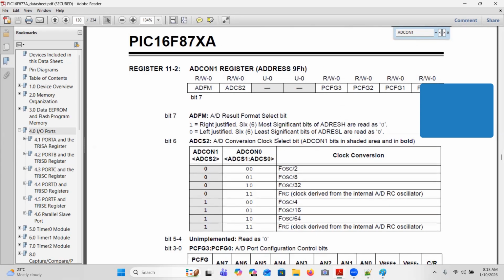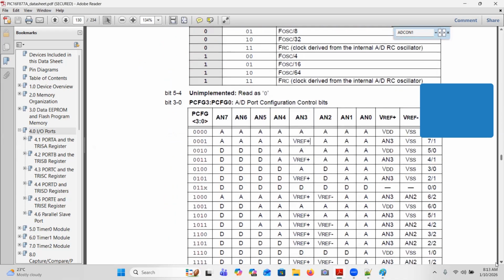These 2 bits are unused. And then the least 4 bits of ADCON1 are used for selecting which pin is going to be analog, which pin is going to be digital, and what my minimum reference voltage and maximum reference voltage are. For that they are using it. Understood? Yes, sir. Got it. It's clear.